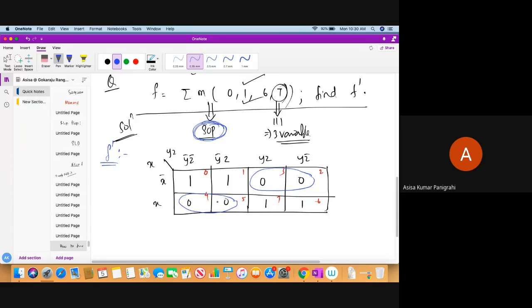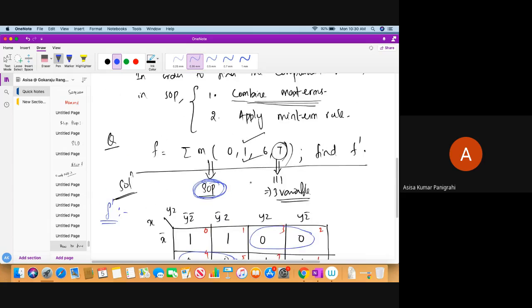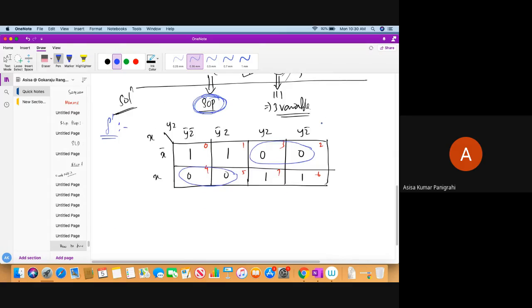Do you all understand this step 1? Next, what is step 2? Step 2 is to apply the min term rule. What is the min term rule, students? After combination, what would my result be? Obviously, this is POS, since I'm combining max terms, so the result here will be X or Y bar. Like this I would get.